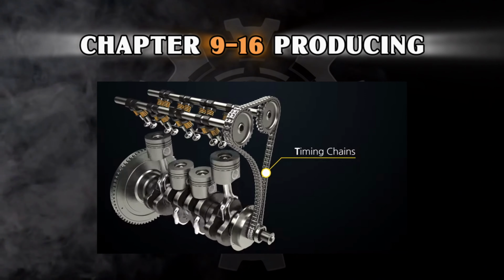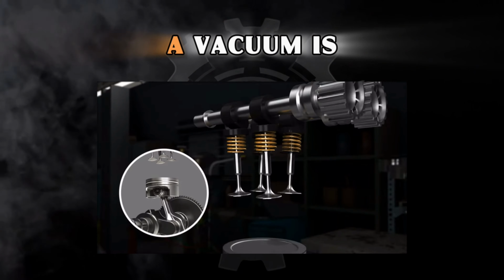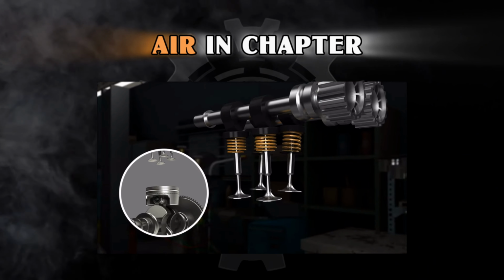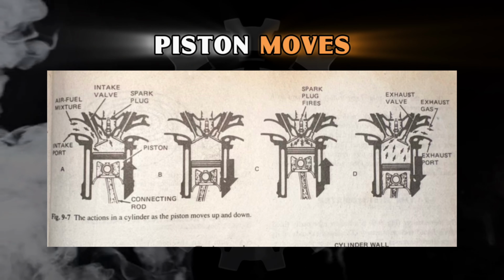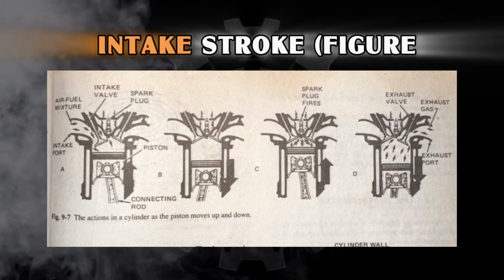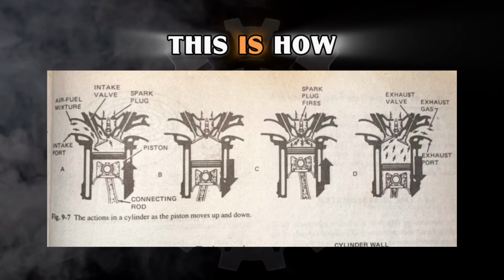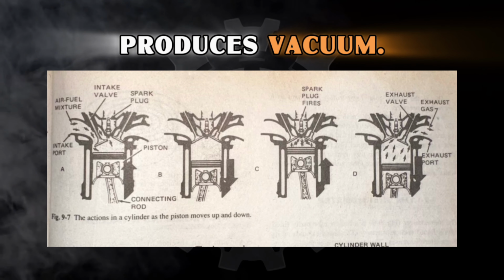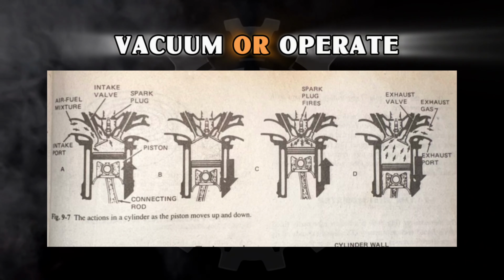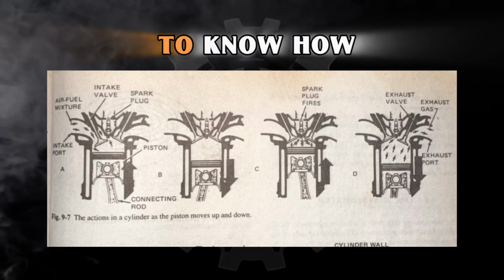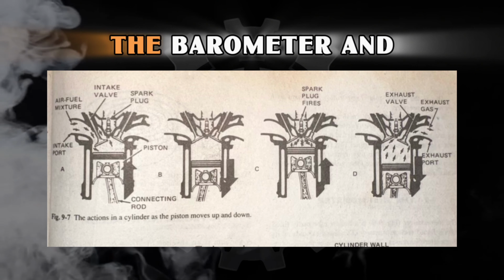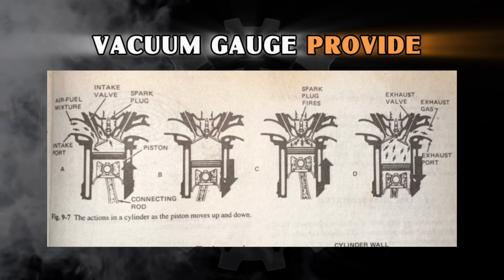Chapter 9-16. Producing a vacuum. A vacuum is an absence of air, see Chapter 9-7. The engine produces vacuum as the piston moves down during the intake stroke, figure 9-7a. This is how a vacuum pump produces vacuum. Other devices produce vacuum or operate by it. To control or use the vacuum, sometimes we need to know how strong it is. The barometer and vacuum gauge provide this information.